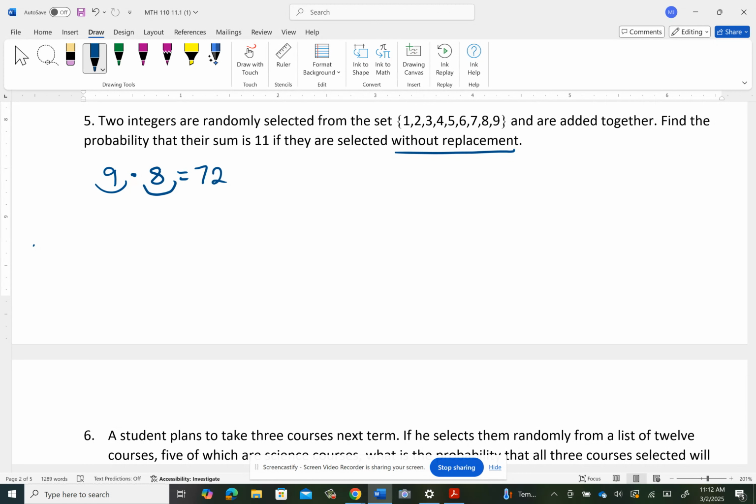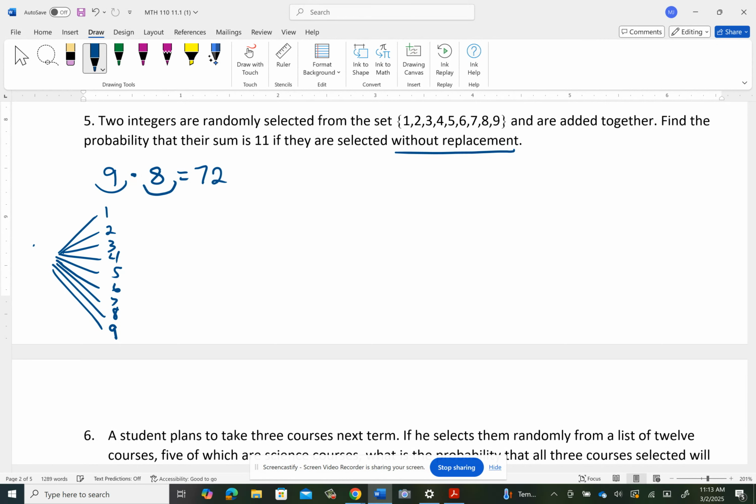Okay. Now, what we want to know is what's the probability that their sum is going to turn out to be 11. So then we have to think a little bit about this. So let's think about this 9 times 8 and what it means and where it came from. We're not going to actually draw out everything, but I just want to give you a sense of it. When we picked that first one, the reason 9 was there is because we could have selected any of these digits for the first one, couldn't we?